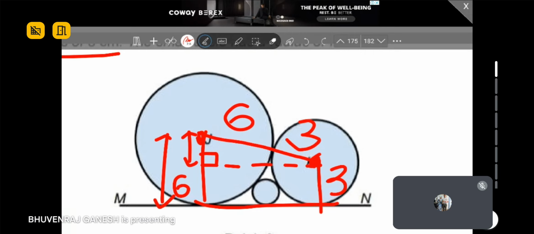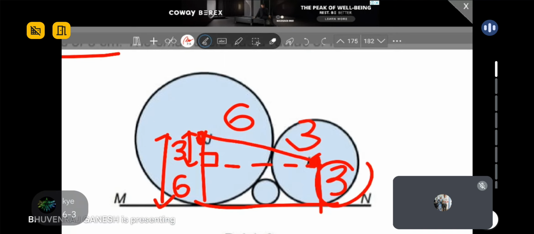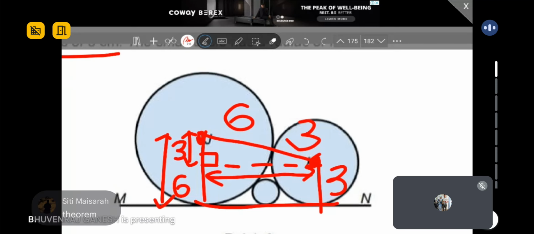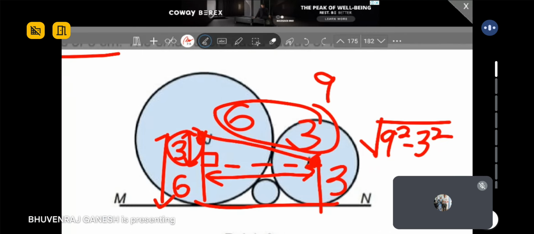Think and see. Apa ketinggian segitiga? What is the height? Yes. The height is 3, because total 6 minus 3. So that's why the answer is 3, correct? Now you can find this length. Am I right? How to find this length? Macam mana cari panjang yang ni? Pythagoras theorem. You just take square root of 9 squared minus 3 squared. This one the total is 9 minus 3. So kamu akan dapat panjang yang ni.